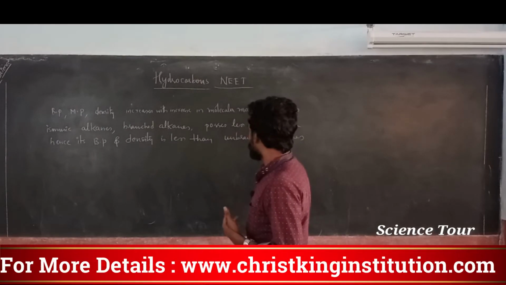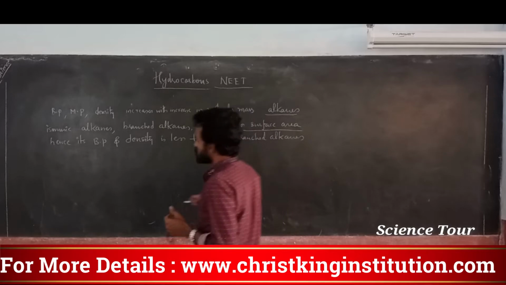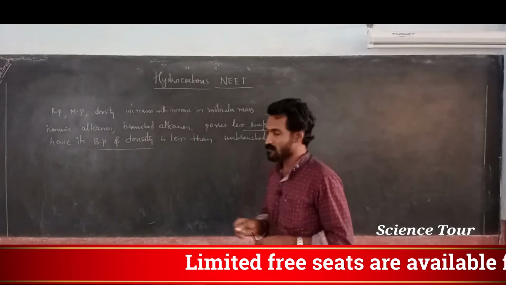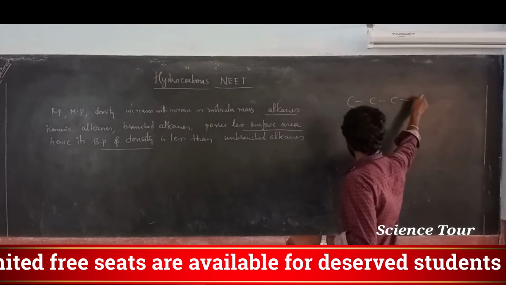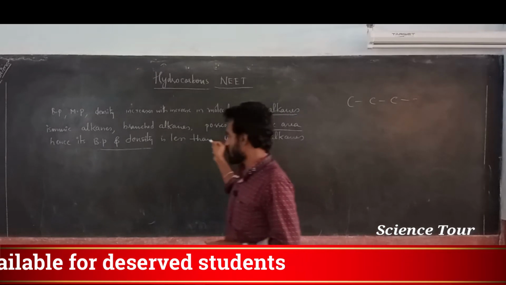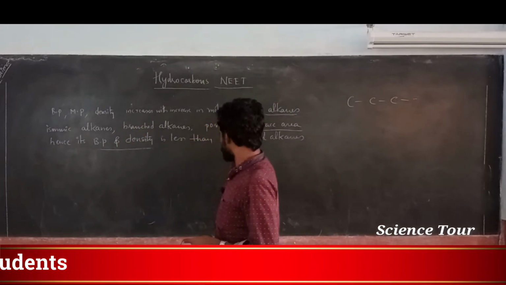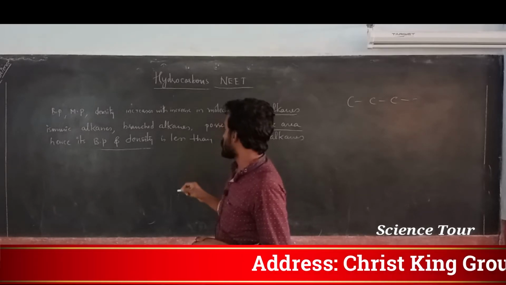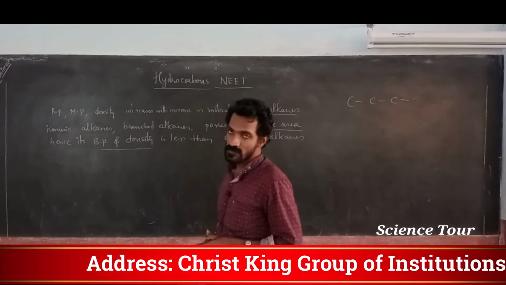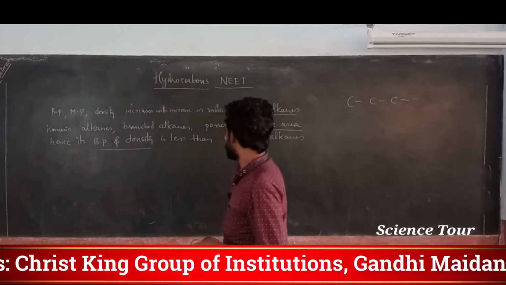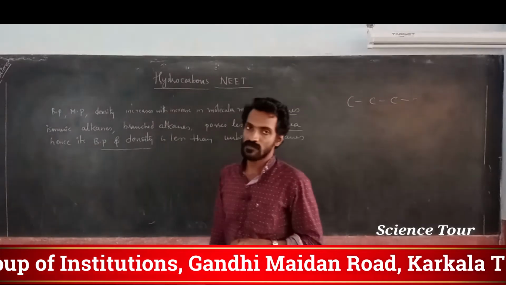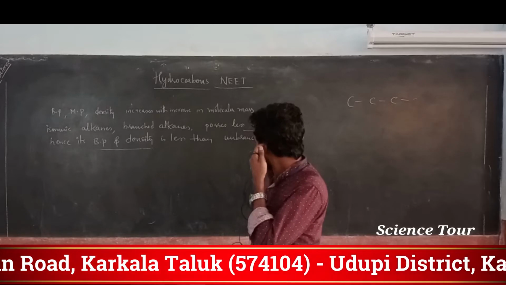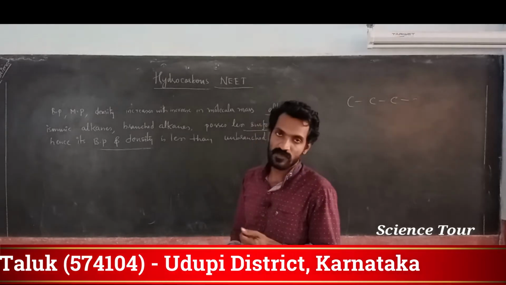Isomeric, branched alkanes possess less surface area, hence their boiling point and density are less than unbranched alkanes. Unbranched alkanes means straight chain alkanes. Compared to branched alkanes, these straight chain alkanes have more boiling point, more density. Understood? No doubt. Straight chain alkanes have more boiling point, more density. Unbranched means straight chain.